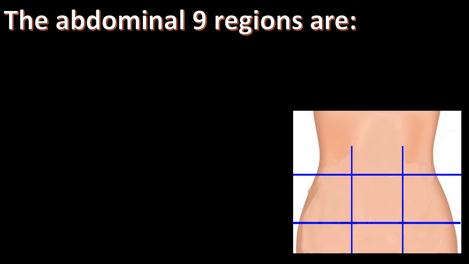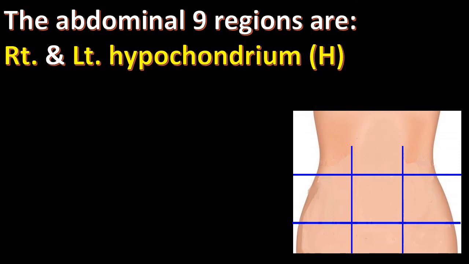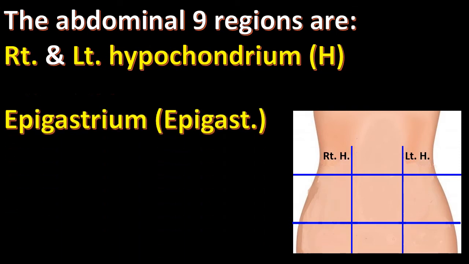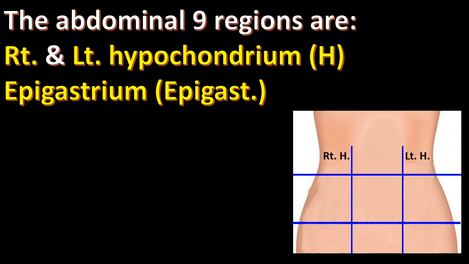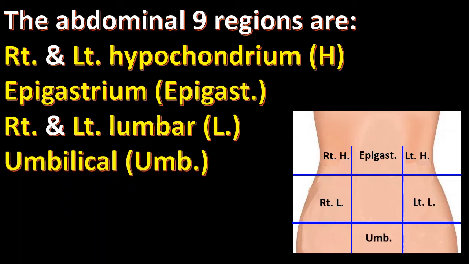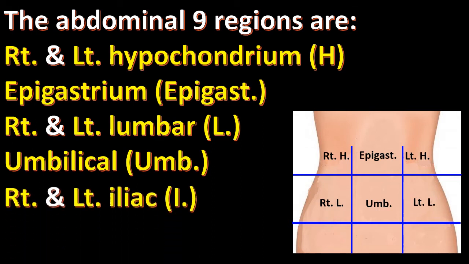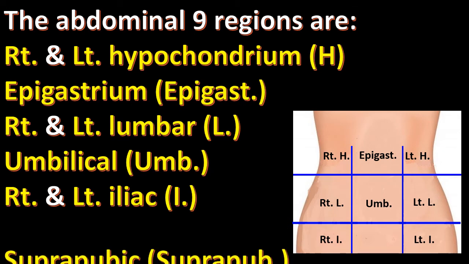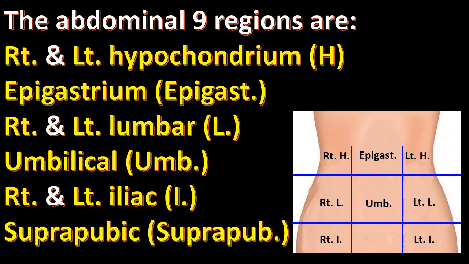The abdominal 9 regions names are right and left hypochondrium, epigastrium in between, right and left lumbar, and the umbilical in between, right and left iliac, and the suprapubic in between.